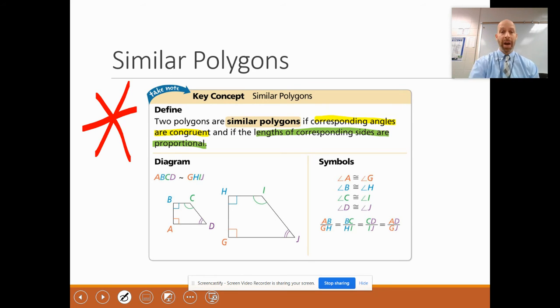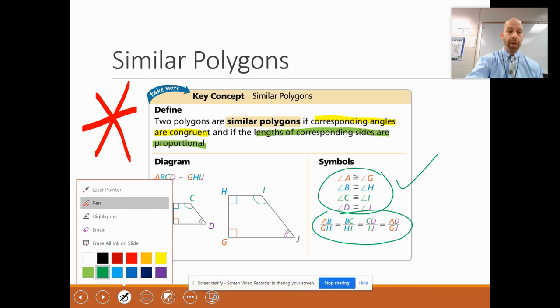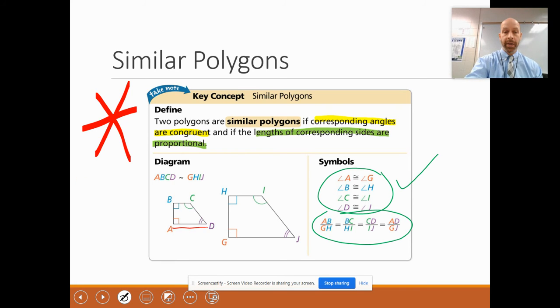So if I said that this trapezoid here, ABCD, was similar to trapezoid GHIJ, then I'm saying all of their corresponding angles are congruent and all of their corresponding sides are proportional. So most students can kind of pair up, angle B goes with angle H and angle C goes with angle I, and they're congruent. Most people get that. The important piece, though, is you need to get these lengths paired together. Okay. So what I'm talking about is, this side here, this is side AD and side GJ.